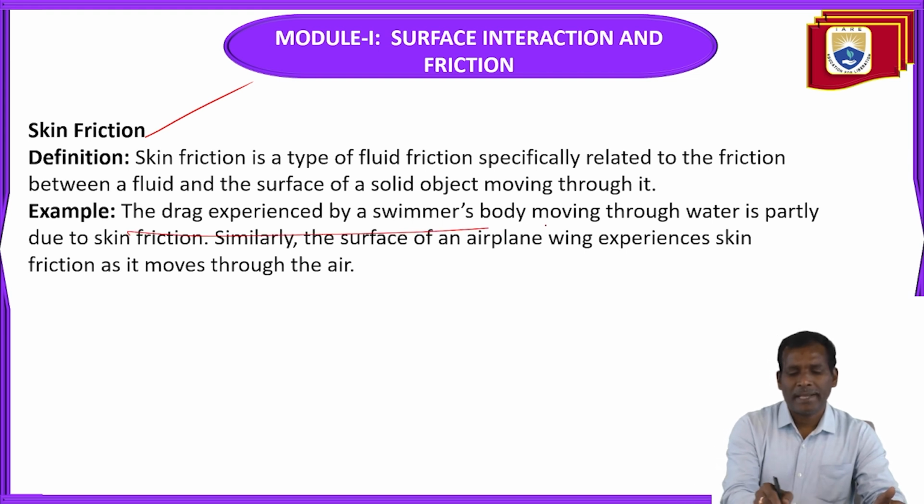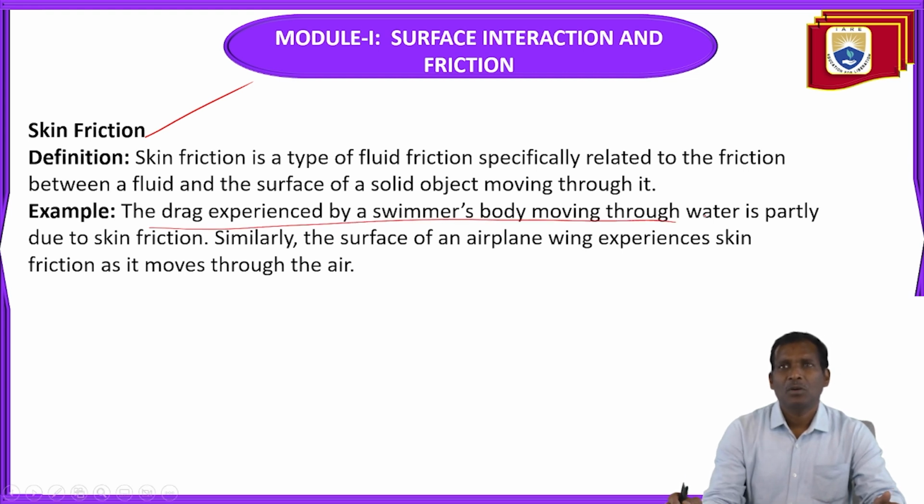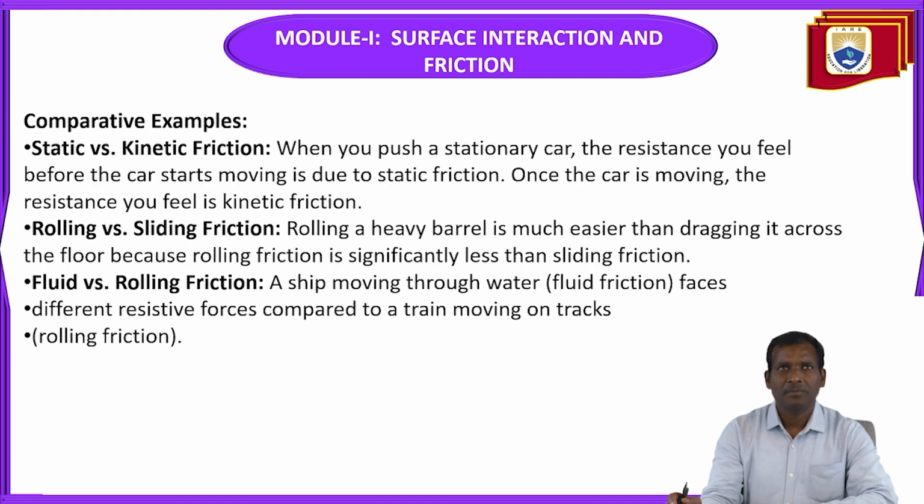Example, the drag experienced by a swimmer's body moving through water is partly due to skin friction. Similarly, the surface of an airplane wing experiences skin friction as it moves through the air. So this is an example for skin friction.